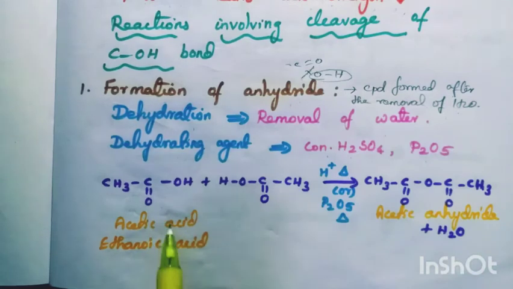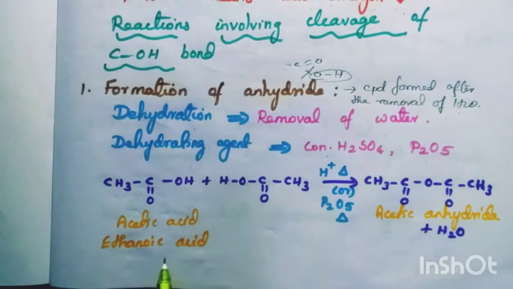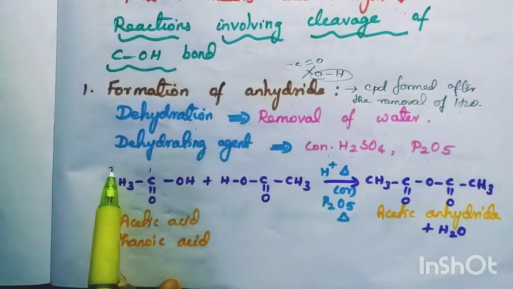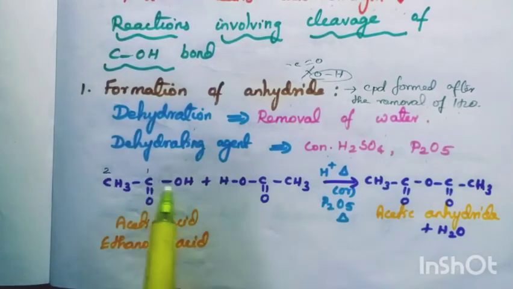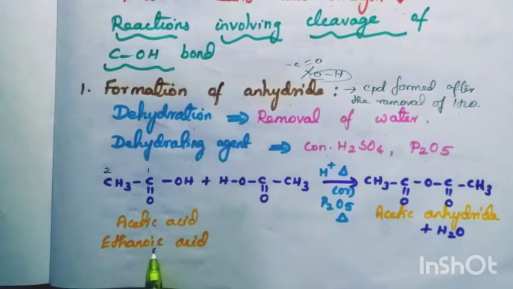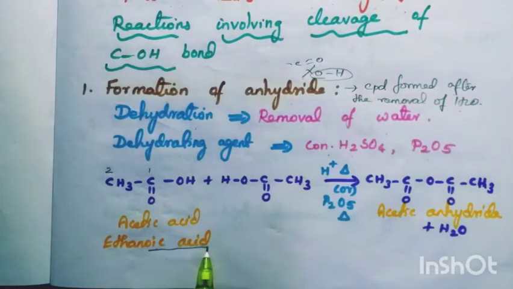So let's take acetic acid. Its IUPAC name is ethanoic acid. Why is it ethanoic acid? Two carbon atoms are there, so ethane. Carboxylic acid means oic acid. So it is called ethanoic acid.